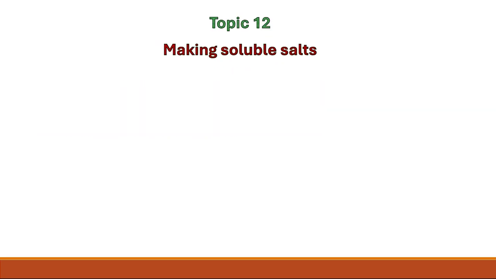Topic 12 is making soluble salts. You should be able to make a soluble salt starting from an acid and an insoluble base. And when you do so, remember that you add excess of the insoluble base and then you filter the excess. And then the filtrate undergoes crystallization to give you the crystals of the pure soluble salt, which you can then dry to get the pure dry soluble salt.